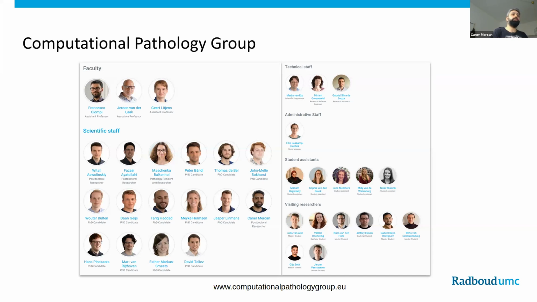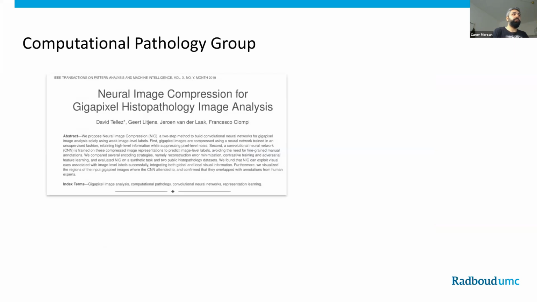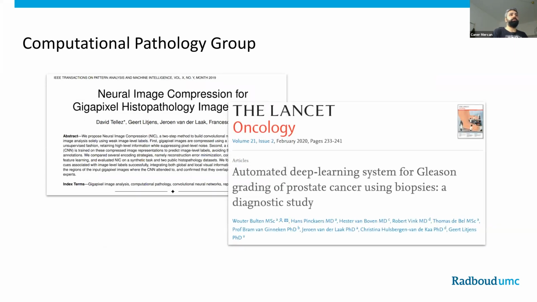In our group, we mostly integrate what exists in the deep learning domain into digital pathology from the perspective of medical image analysis. That being said, we publish in a very large spectrum from technical journals to medically oriented ones. Here are two recent publications from our group with great contributions to their respective fields. One is from PAMI and the other one is the Lancet Oncology.